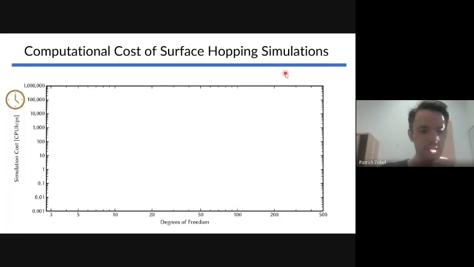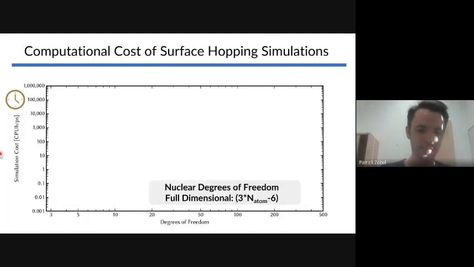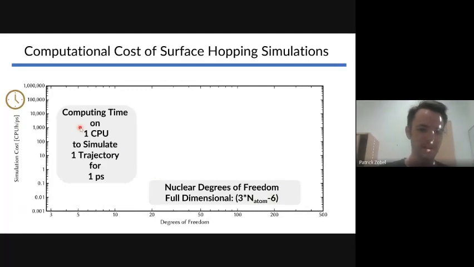Just to give you an example of what this means, recently we collected all the different surface hopping simulations that we have ever done in the Gonzalez group and compared how expensive they actually are. So I show you here on this side again the nuclear degrees of freedom, which, as we are always talking about surface hopping, is every time the number of atoms minus 6. And simulation cost means how much time on one CPU you would need to simulate one trajectory in surface hopping for 1 picosecond.